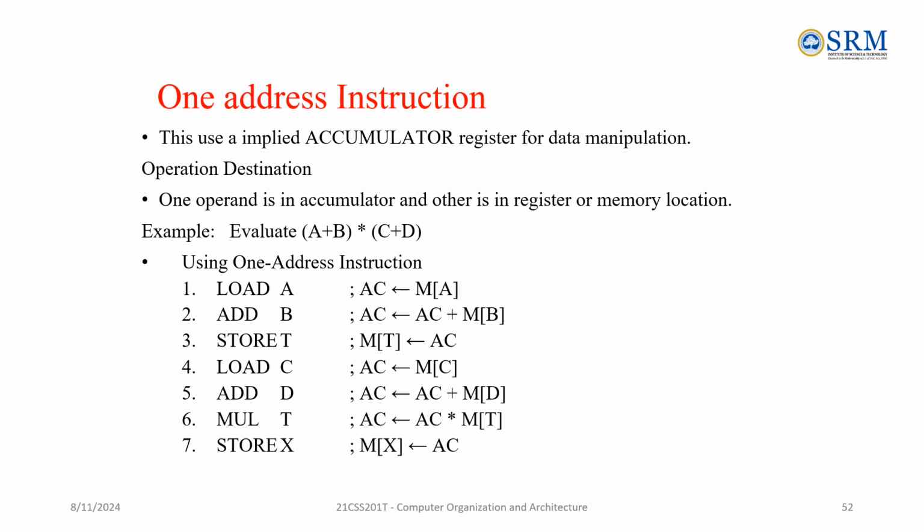Okay. So the same example in case of one address instruction will be load A, add B. When I say load A, A is loaded into the accumulator. When I say add B, B is added with accumulator content, which is A. Then I'm moving, store T. The accumulator content is stored in T register. Then I say load C and add D. C and D are added. Then I say mul T. So the contents of accumulator are multiplied with T content. That is, content of accumulator is C plus D, and when I say multiply, it is multiplied with A plus B, and store X, the content is moved to the storage.